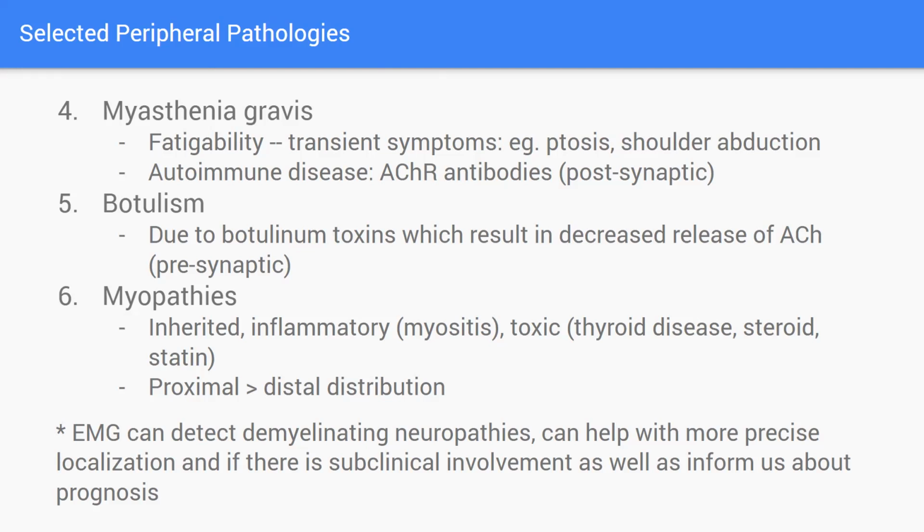And just a very, very quick word on EMG. It can be useful in helping with the precision of the localization. It can help detect whether something is demyelinating or not, or if there is subclinical involvement. But beyond that, I don't think you guys will be tested on EMG. I think Dr. Moore has made that pretty clear in previous years anyway. It's more so to know that it's a tool that can be used to help specify the diagnosis of peripheral pathologies in particular.